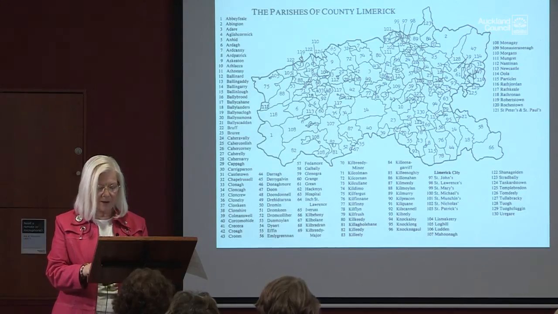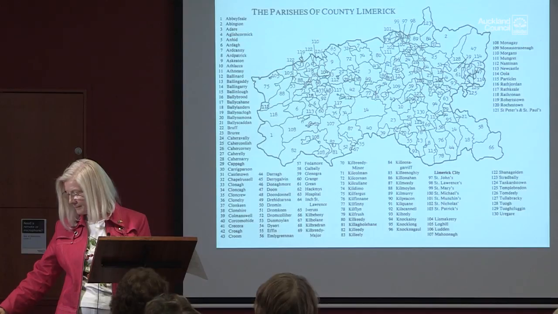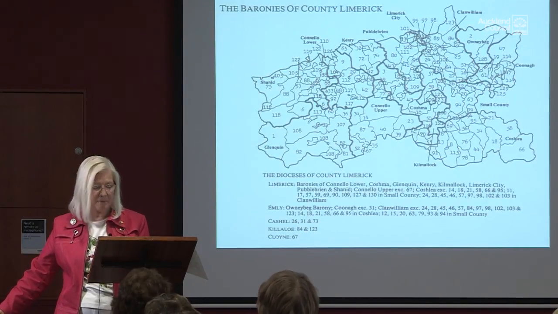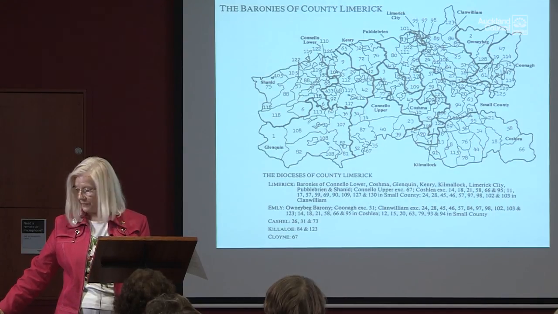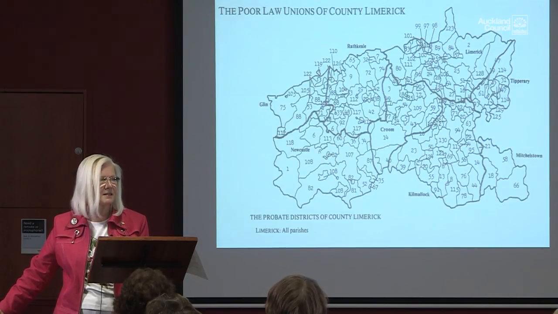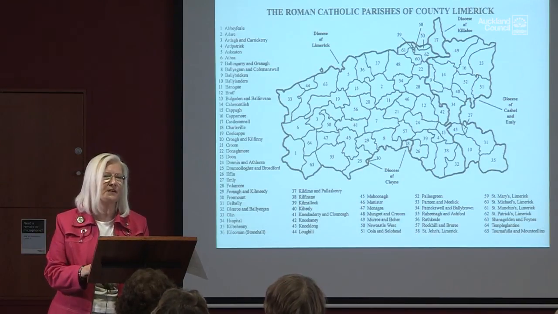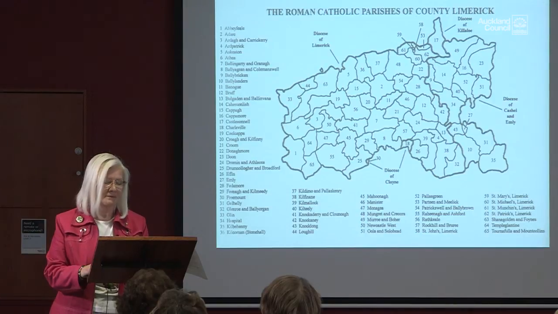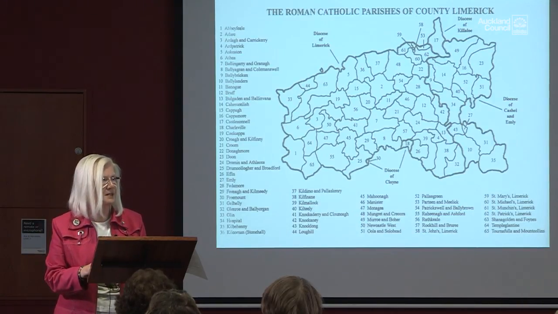These are the civil parishes, and there are 130 names. These are the baronies, and there are 14 names and 5 dioceses. This is the Poor Law Union, and there are 8 new place names. These are the Roman Catholic parishes, and there are 65 names. All the maps that I just showed you for County Limerick are to the same scale.